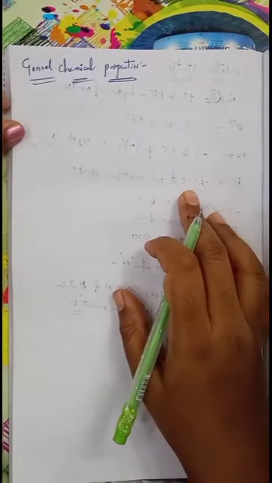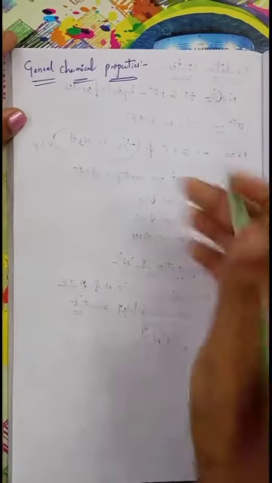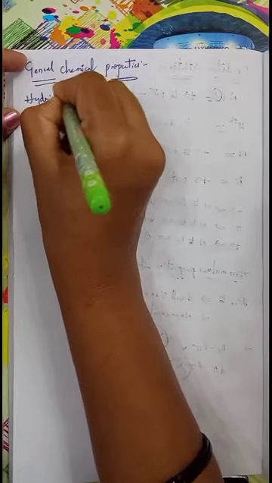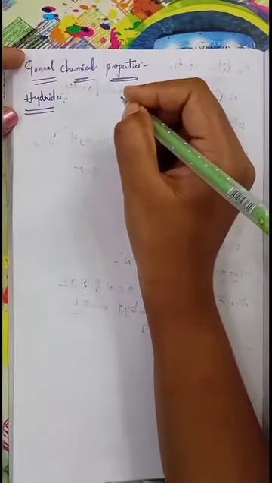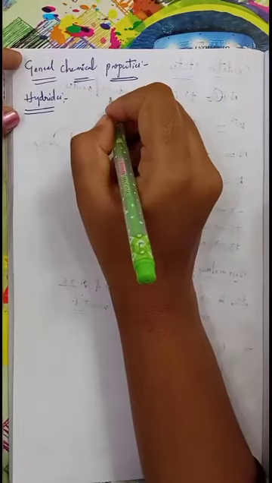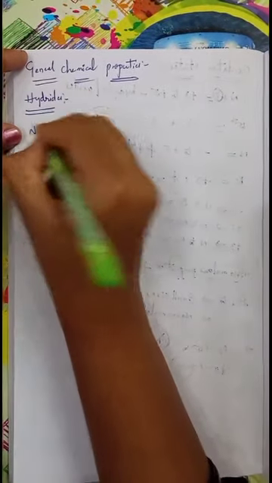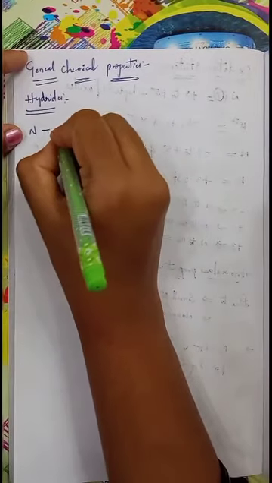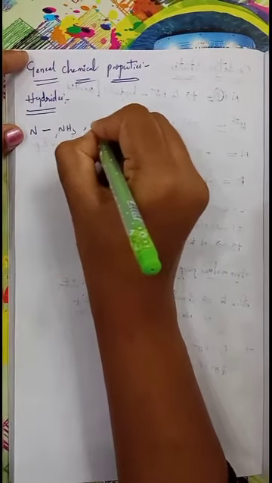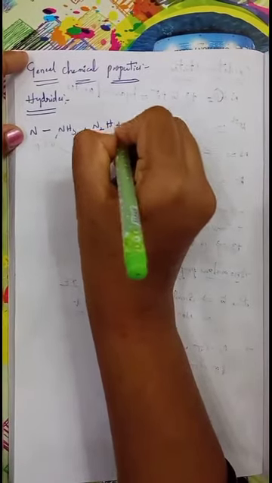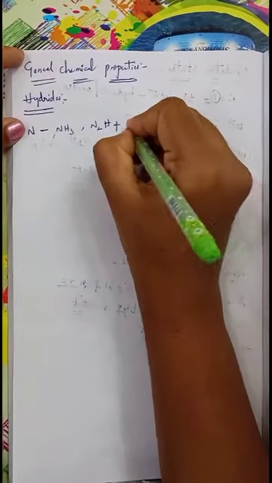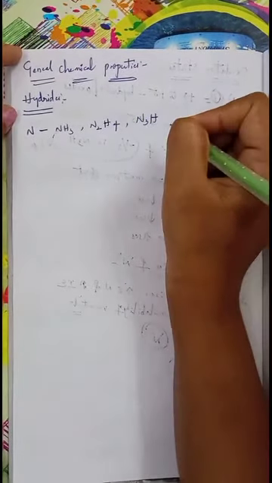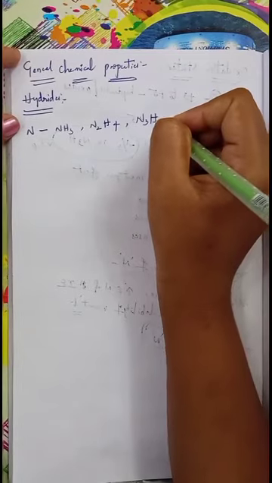Now we will discuss general chemical properties. The first general chemical property is the formation of hydrides. These group elements, when combined with hydrogen, form different types of hydrides. Especially, we will discuss nitrogen hydrides. Nitrogen combined with hydrogen can form NH3, which is known as ammonia, N2H4, which is known as hydrazine, and N3H, which is hydrazoic acid. So these are the three different types of hydrides given by nitrogen.